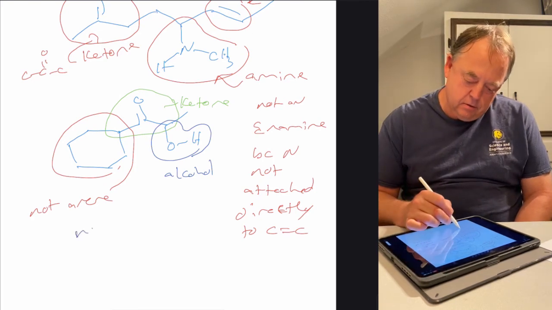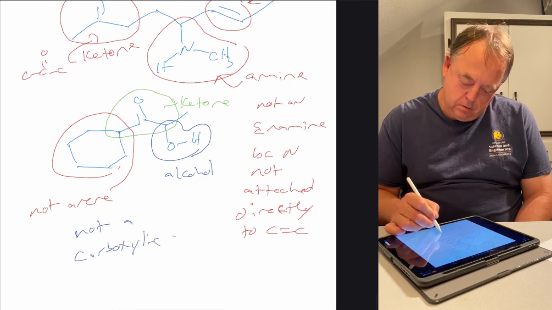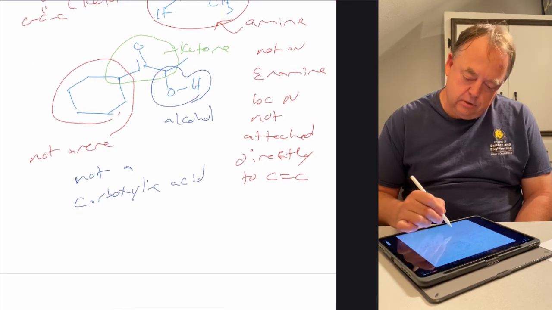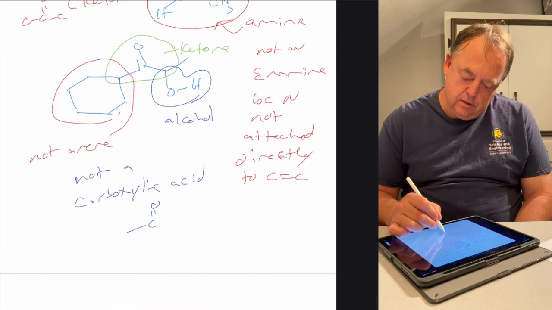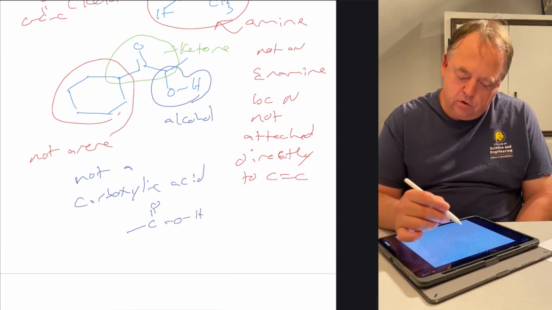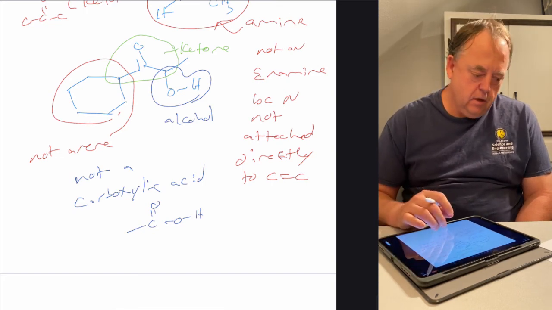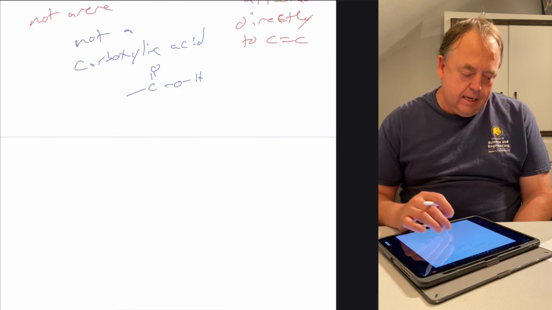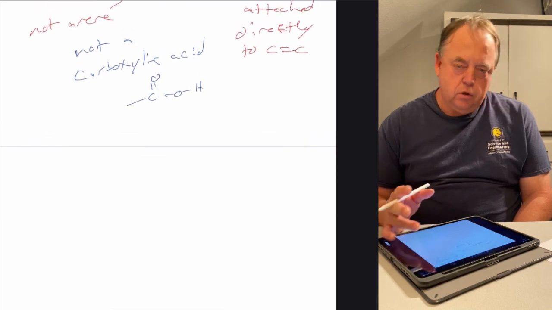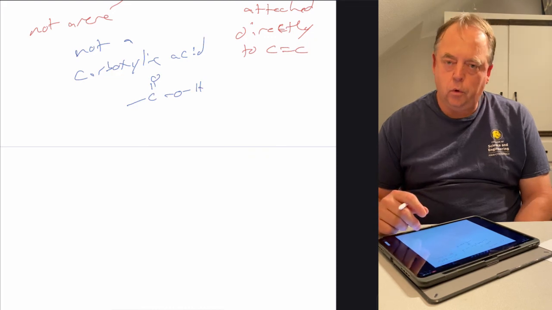It's not a carboxylic acid, because to be a carboxylic acid, the OH has to be attached directly to the carbon of the carbon-oxygen double bond, and this was attached 1 carbon away. Okay, so that's your functional classes in organic chemistry, at least the ones that we'll cover in Organic Chemistry 1. There are others, but we'll save those for Organic Chemistry 2.